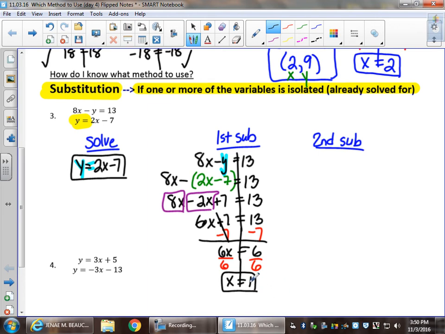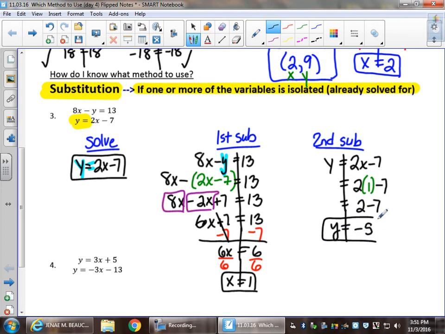Now that I know x, I need to go find y. I have this equation over here that says y equals 2x minus 7. Let's use it. So where we see x, we will substitute in 1. So this becomes 2 times 1 minus 7. 2 times 1 is 2. Minus 7 is negative 5. So my solution is 1 comma negative 5.